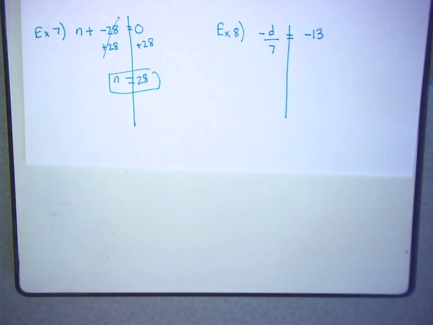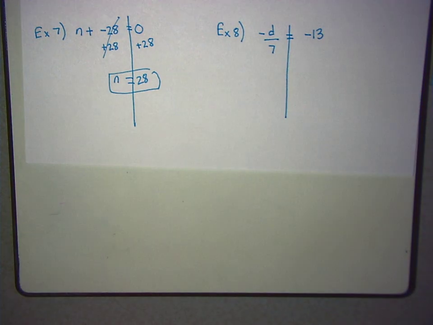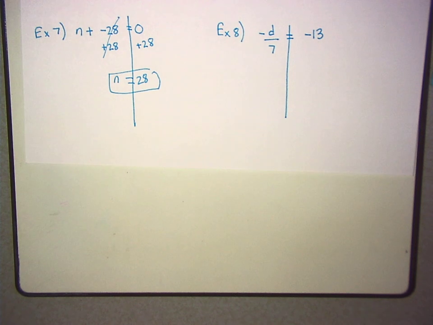All right, now this is a tough one. You can times by 7, but if you times by 7, we're still left with a negative d on the left. You guys see what I mean? So, yeah, you can multiply by a negative 7. That would take care of it.